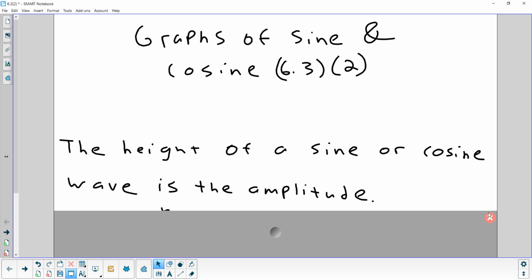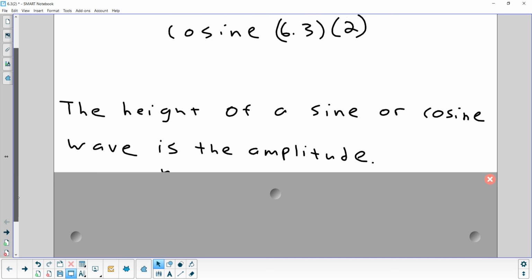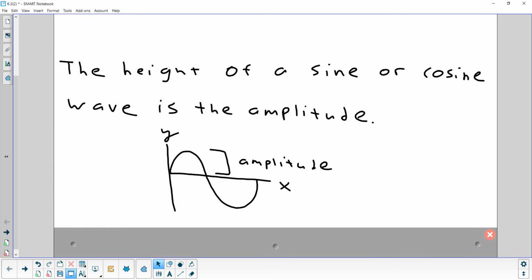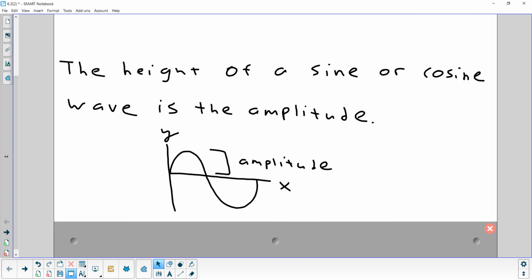Now, with sine and cosine, we have something we can talk about with the graph that's called the amplitude. And the amplitude of a sine or cosine graph is the measurement from the center line on the graph up to the peak. And since that center line goes right through the middle of the function, it should be the same distance from the center down to the minimum. Okay, but that's called the amplitude.